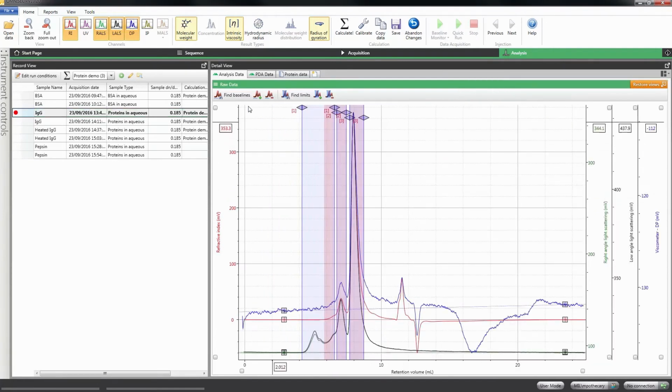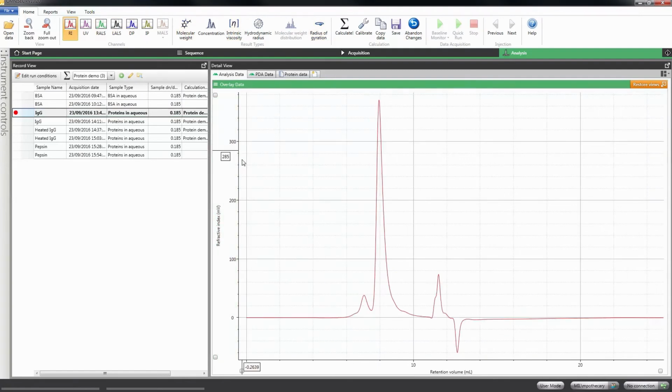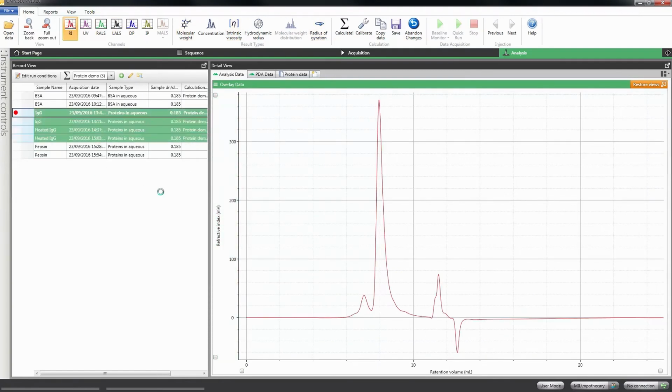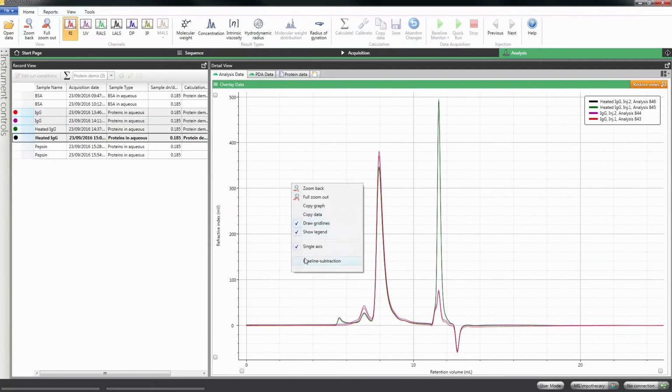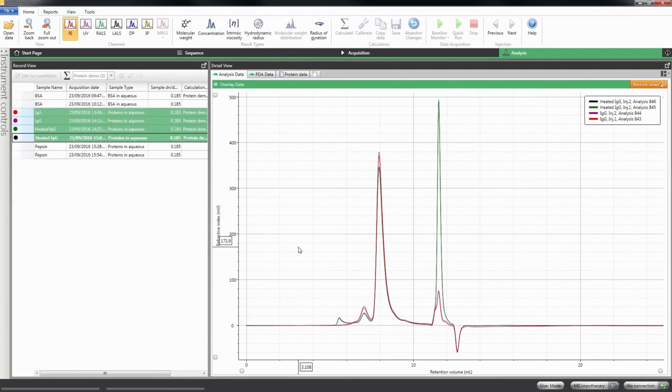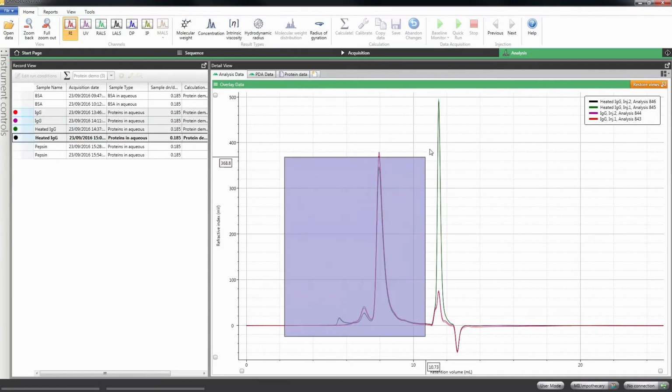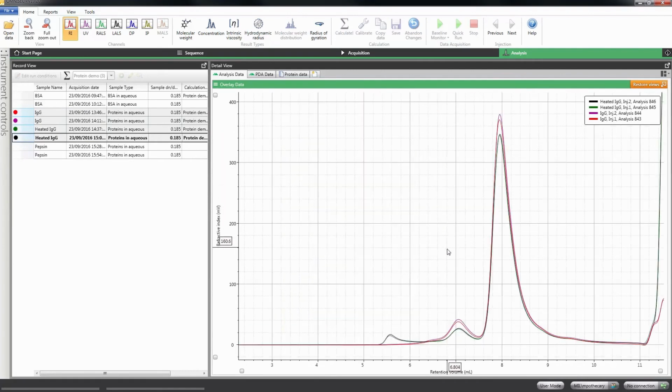So I'm going to maximize this view and I'm going to change it to the overlay view. And then just by selecting multiple injections in the record view there, I can bring in all those injections into a single chromatogram. I'll baseline subtract them, so we're looking at them all overlaid very nicely, and here we can very nicely see the difference. If I zoom in here, we're looking at the RI trace here, by the way, and you can see in the red and purple sample, the initial sample, we had our monomer and dimer, and then just a small amount of larger aggregates.